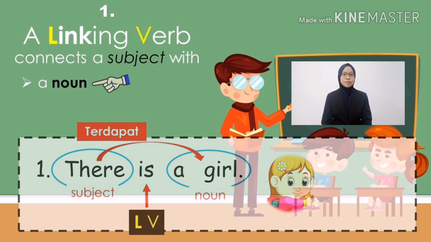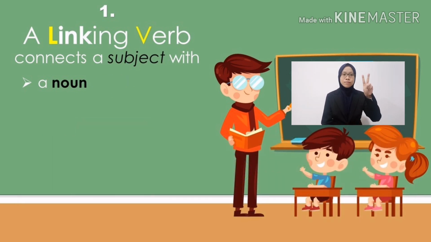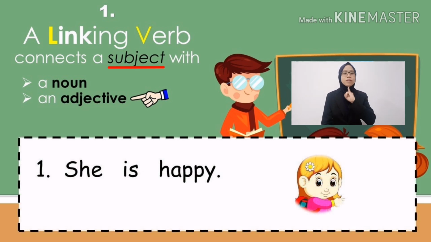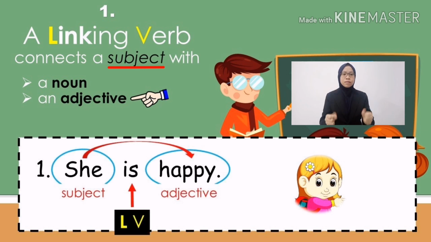Next, a linking verb connects a subject with an adjective. She is happy. Here, the linking verb is connecting the subject with an adjective word, happy. Is di dalam ayat ini bermaksud sedang. Dia sedang gembira.